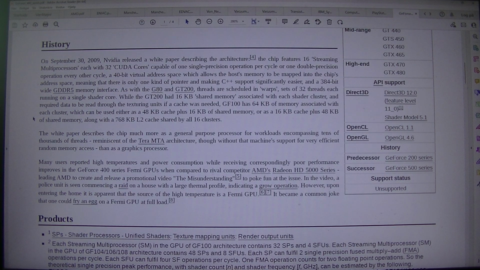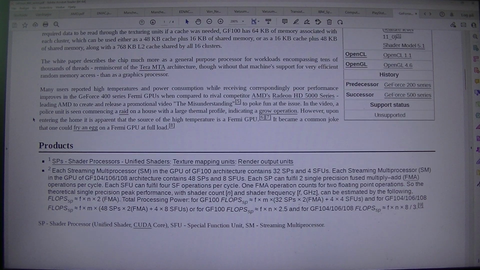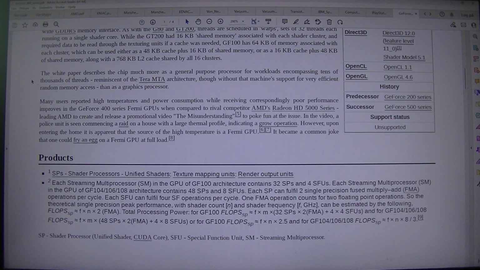The white paper describes the chip much more as a general-purpose processor for workloads encompassing tens of thousands of threads, reminiscent of the Tera MTA architecture, though without that machine's support for very efficient random memory access, than as a graphics processor.